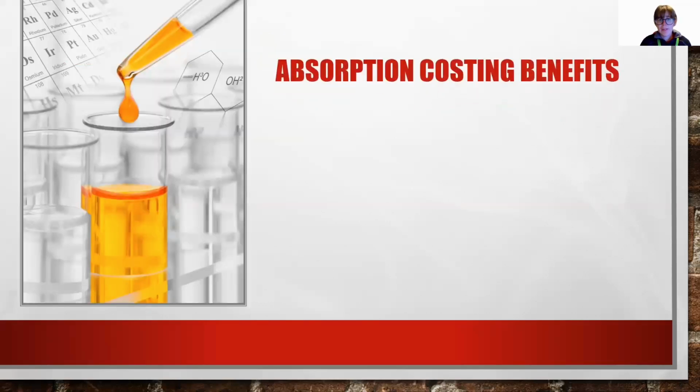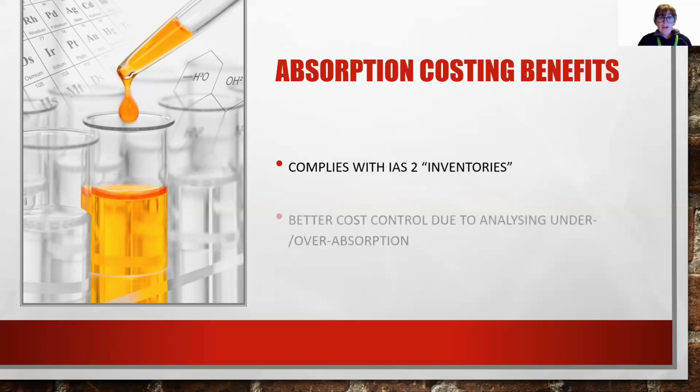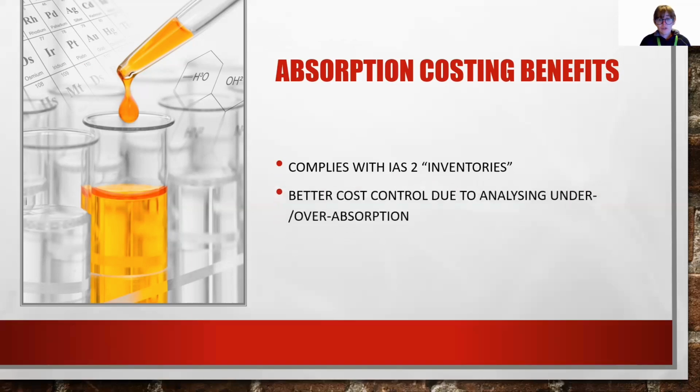Well then, what are the benefits of using this? Well, it complies directly with IAS 2 in terms of inventory counts. It also would give a business better cost control due to analysing that under or over absorption of overheads. And it also recognises that the selling price must cover all costs, not just variable costs. We need our fixed costs to be covered as well before we can begin to make a profit.